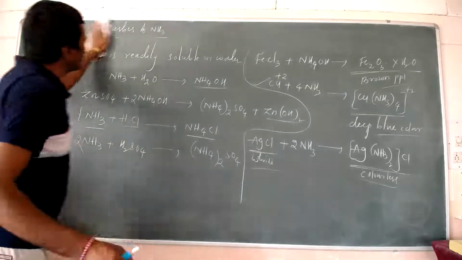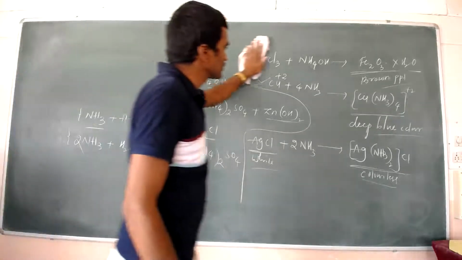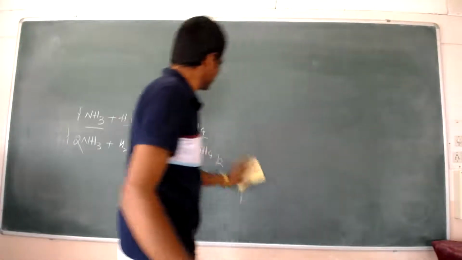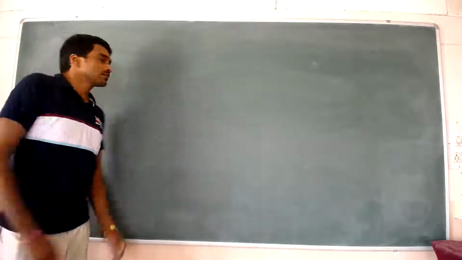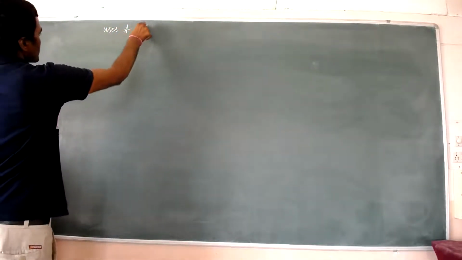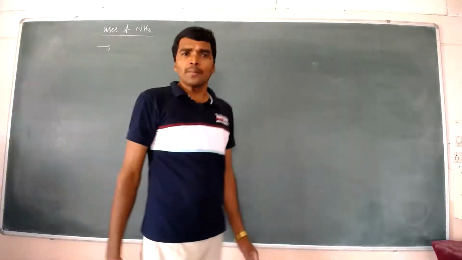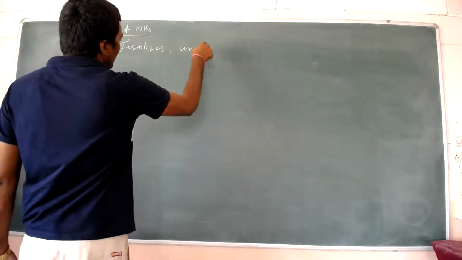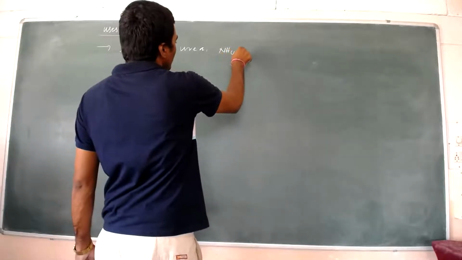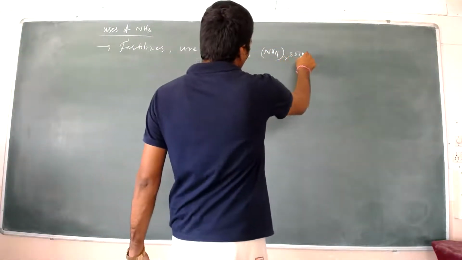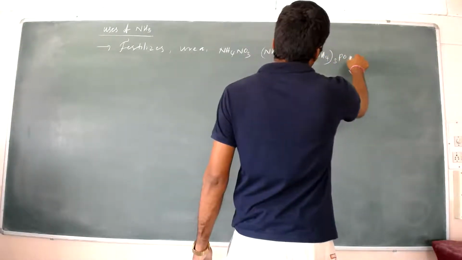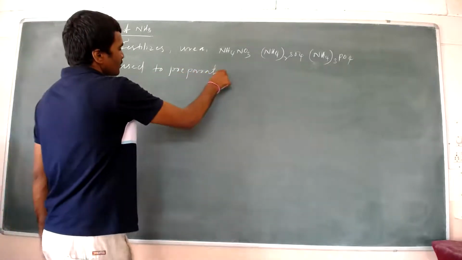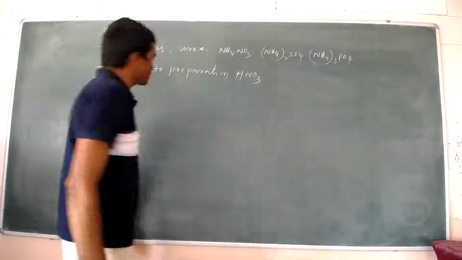Right, and next you will see the uses of ammonia. Ammonia is used for the preparation of many fertilizers like urea, ammonium nitrate, ammonium sulfate, and ammonium phosphate. Okay, especially ammonia is used for the preparation of nitric acid.